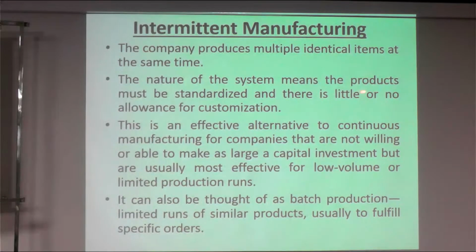Intermittent manufacturing. The company produces multiple identical items at the same time. The nature of the system means the products must be standardized and there is little or no allowance for customization. There is an effective alternative to continuous manufacturing for companies that are not willing or able to make as large a capital investment, but are usually most effective for low volume or limited production runs. It can also be thought of as batch production, limited runs of similar products, usually fulfilling specific orders.